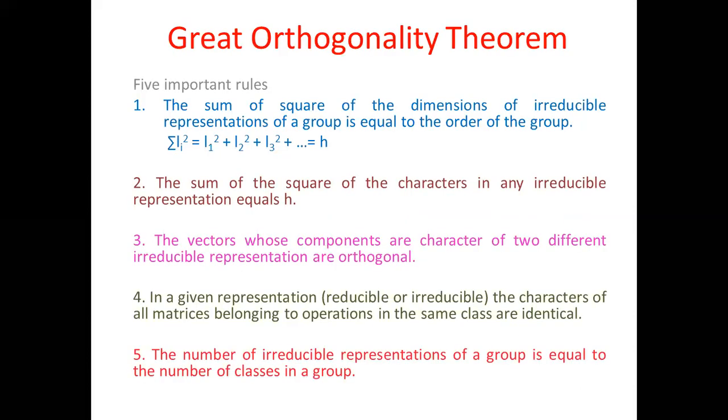The fourth postulate of this great orthogonality theorem is, in a given representation, whether it's a reducible or an irreducible representation, the characters of all the matrices belonging to the operations in the same class are equal. It means that for operations belonging to the same class, the characters of all of the matrices will be equal, will be identical.